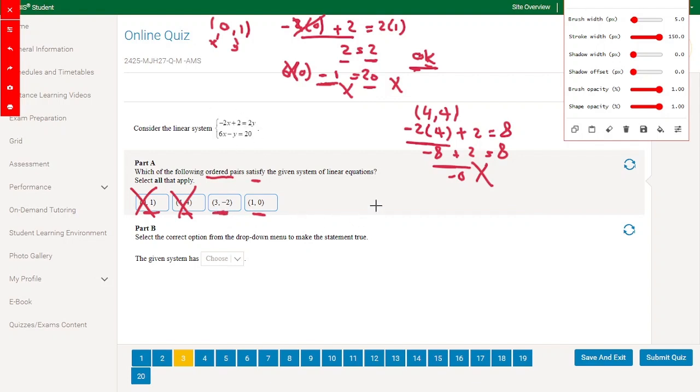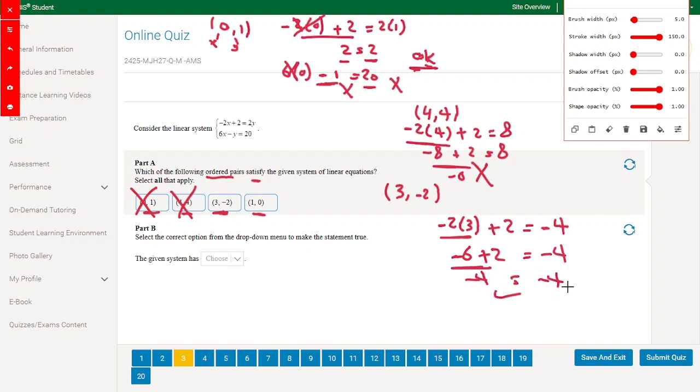Let's take 3 and minus 2. We'll say with 3 and minus 2, substitute in the first equation. We'll have minus 2 times 3 plus 2 equal to minus 2 times 2, which is minus 4. This one is minus 6 plus 2, and the other side is minus 4. This one is minus 4 equal to minus 4. Yes, so the left hand side is equal to the right hand side. So the first part of the equation is right.